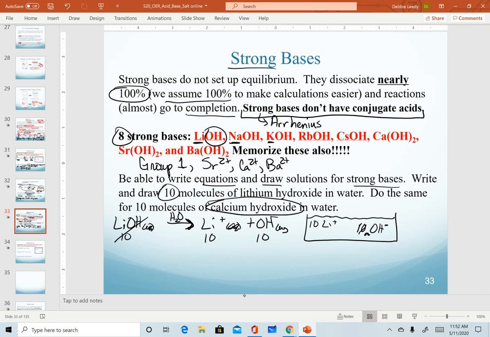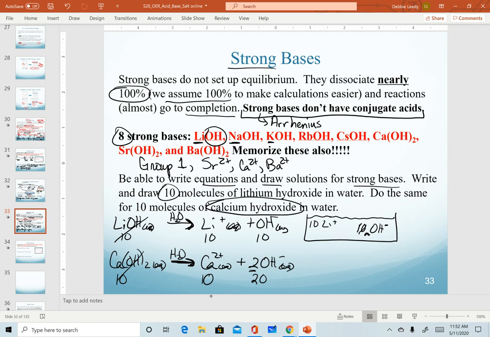Let's also try calcium hydroxide. So remember that calcium comes from group 2. That means its formula is Ca(OH)2. It is still strong, so it's going to completely dissociate. But now when it does that, it's going to dissociate into calcium 2+ ions and 2 hydroxide ions. So if I start with 10 molecules of calcium hydroxide, I'm going to end up with 10 calcium ions, but 20 hydroxide ions because of the stoichiometry.